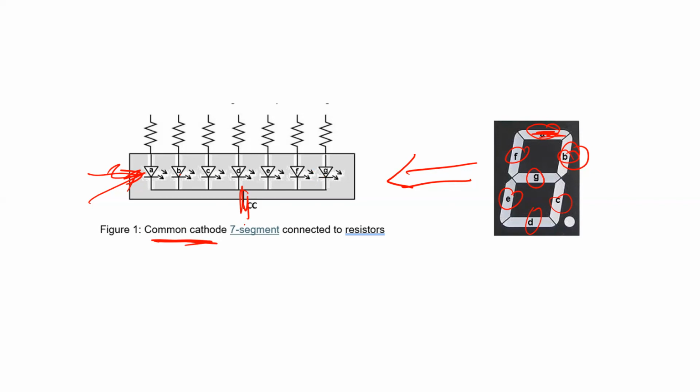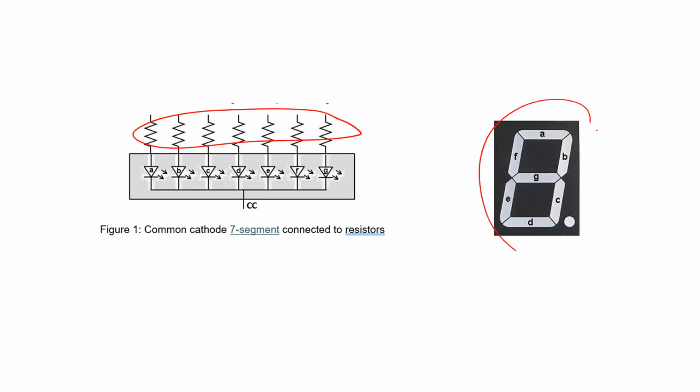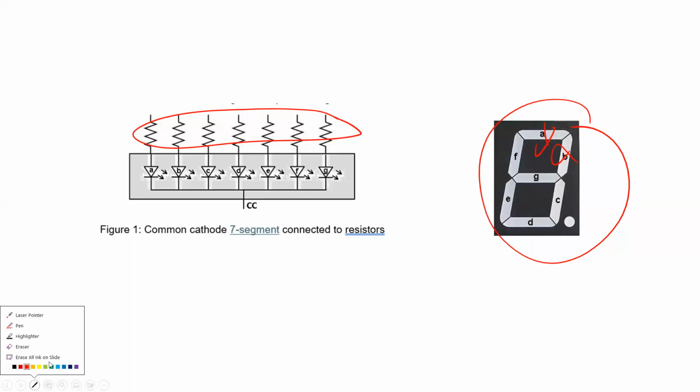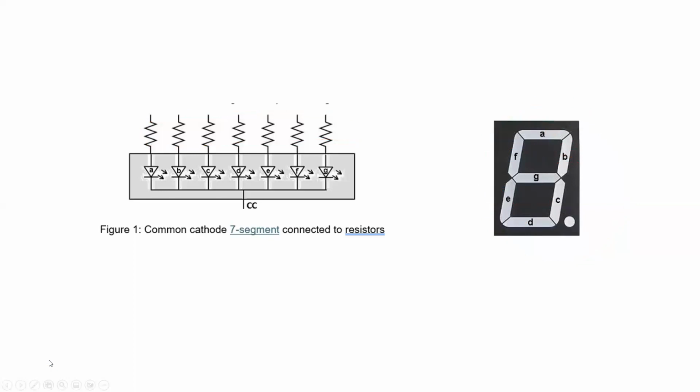A very important thing here is this 7 segment does not have these resistors. You have to connect these resistors. Please don't forget, because if you don't connect these resistors, you are simply going to burn some segments out. So you have to be careful. It doesn't come with a resistor. You have to connect this resistor externally. Anyway, the main idea here is that this is common cathode.